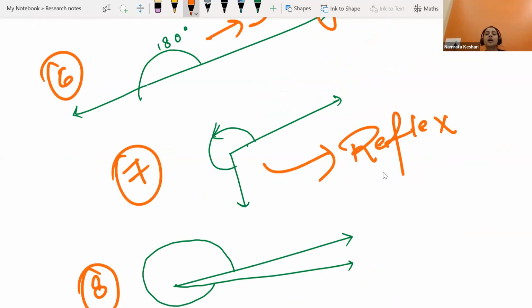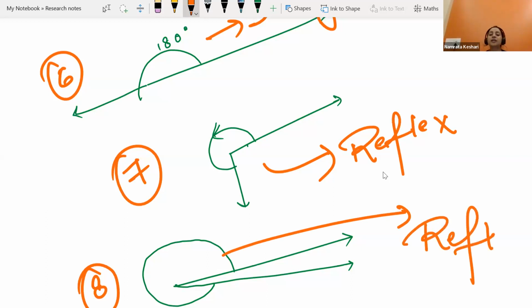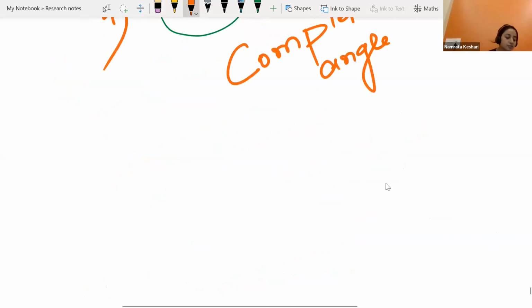Rest of the students, are you getting it? Even if I am not writing the particular value, from the figure it looks like it is more than 180, and yes, it is reflex. Here also it looks like it is more than 180 and smaller than 360. Yes or no? Yes, ma'am. Okay, and this is also a reflex angle. Any confusion so far? No, ma'am.